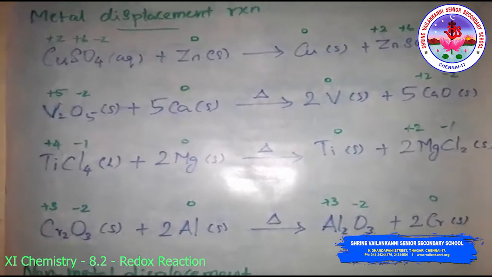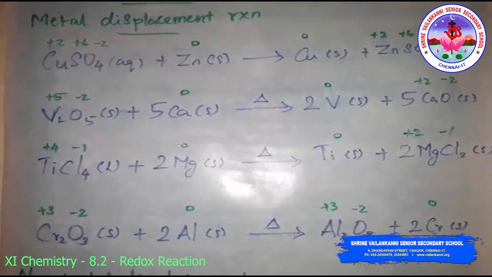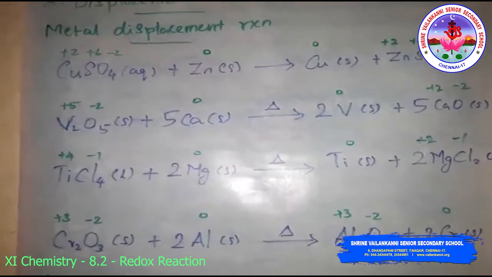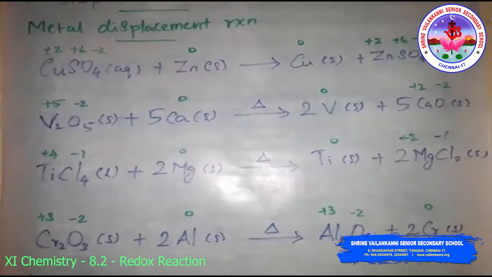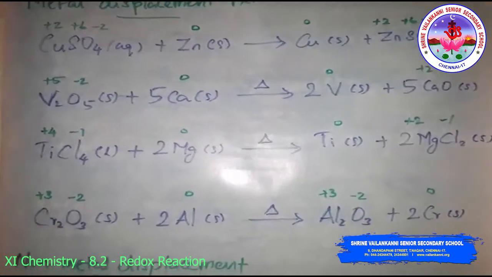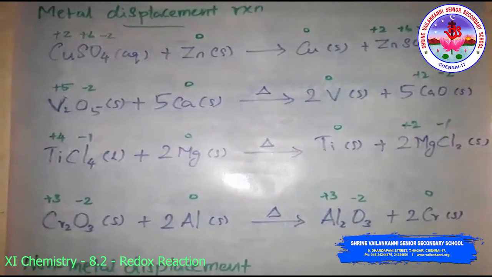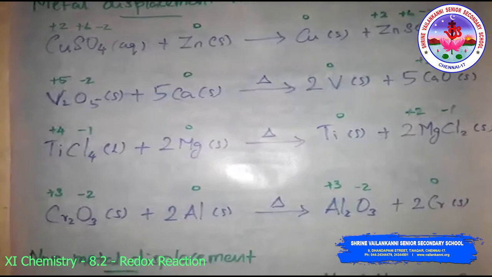First, metal displacement reaction: a metal in a compound can be displaced by another metal in the uncombined state. See, the metal displacement reaction finds many applications in metallurgical processes in which pure metals are obtained from their compounds in ore.